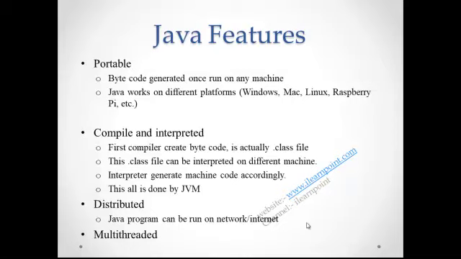It has another feature we call distributed. A Java program can be run on a network, on the internet, so we can say it has the property of distribution as well. Similarly, it is multi-threaded, meaning you can run multiple threads at the same time, like running multiple processes at the same time. So Java has that feature too.